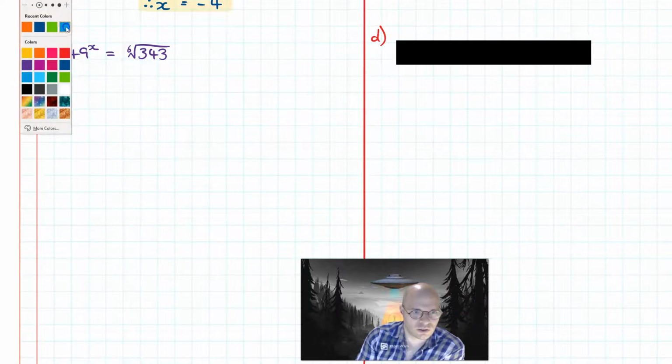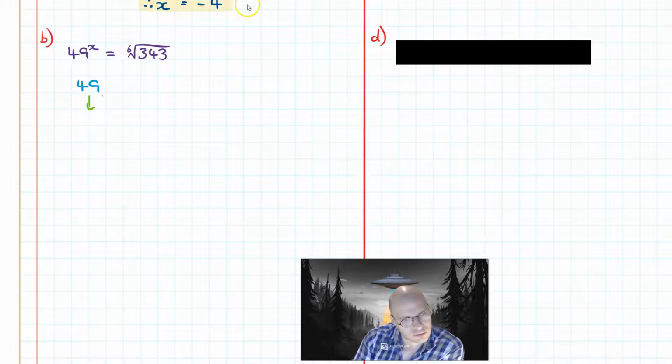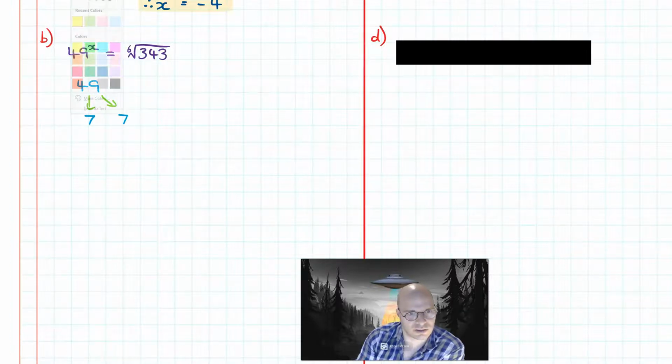Starting off, I'm going to try and factorize the large numbers that I have here to see if there's some form of pattern that I can use to match these up. Now looking at that, I've got 49 and I'm going to do a factor tree. The factors of 49 are 7 and 7. So that's a nice simple one.